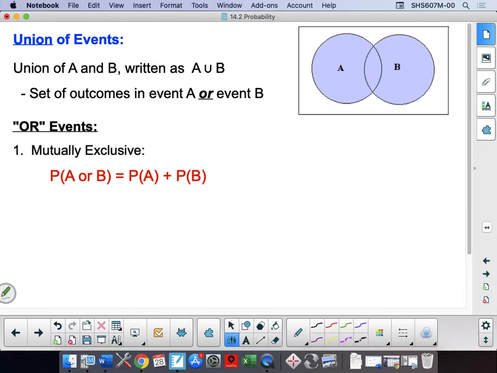So the probability of me rolling a 4 on my die, or getting a head on my flipping a coin: the "or" is telling me I need to add my events together. And really what this is saying is you're finding everything. So with event A and event B, you're not finding the intersection, you're finding the union of them, you're finding everything.